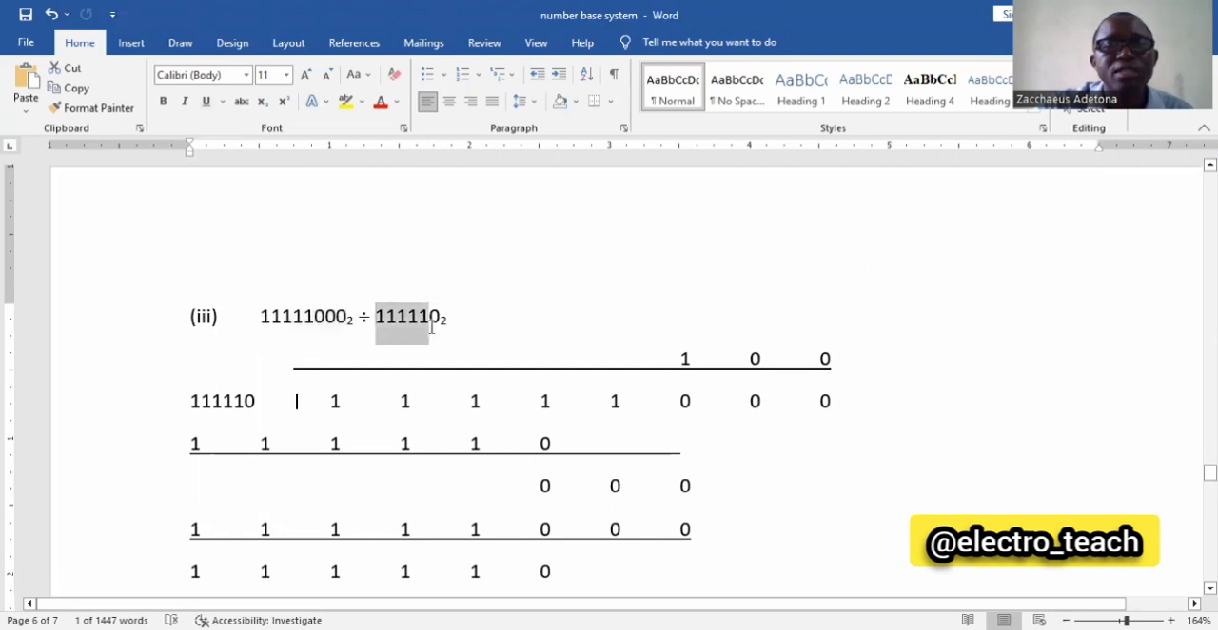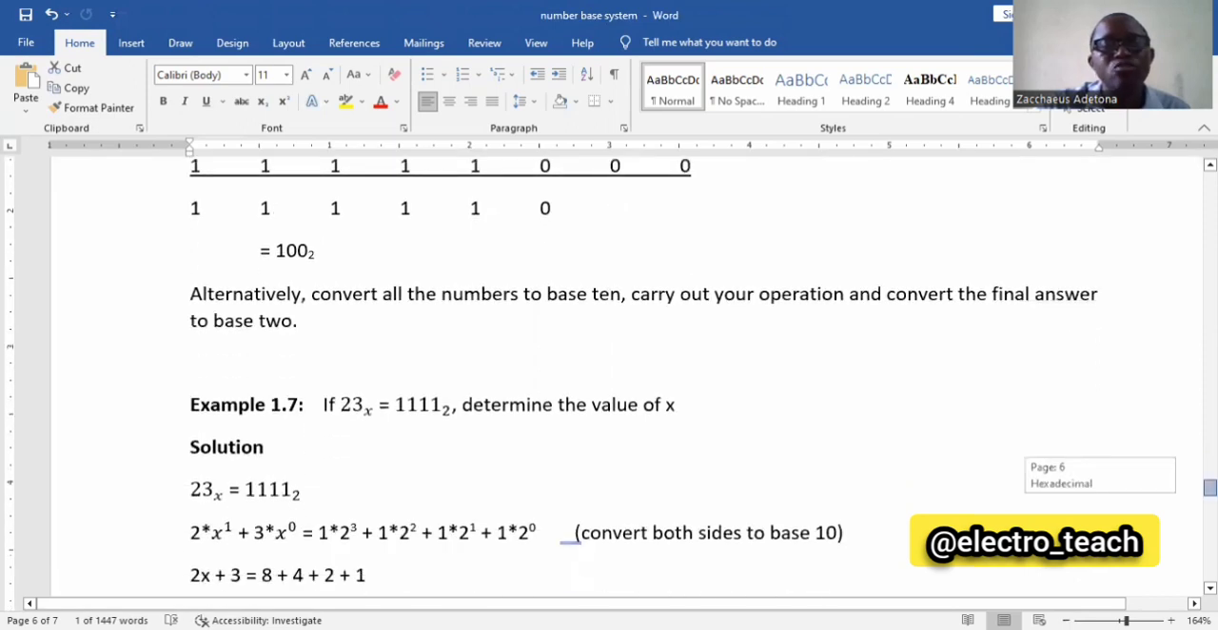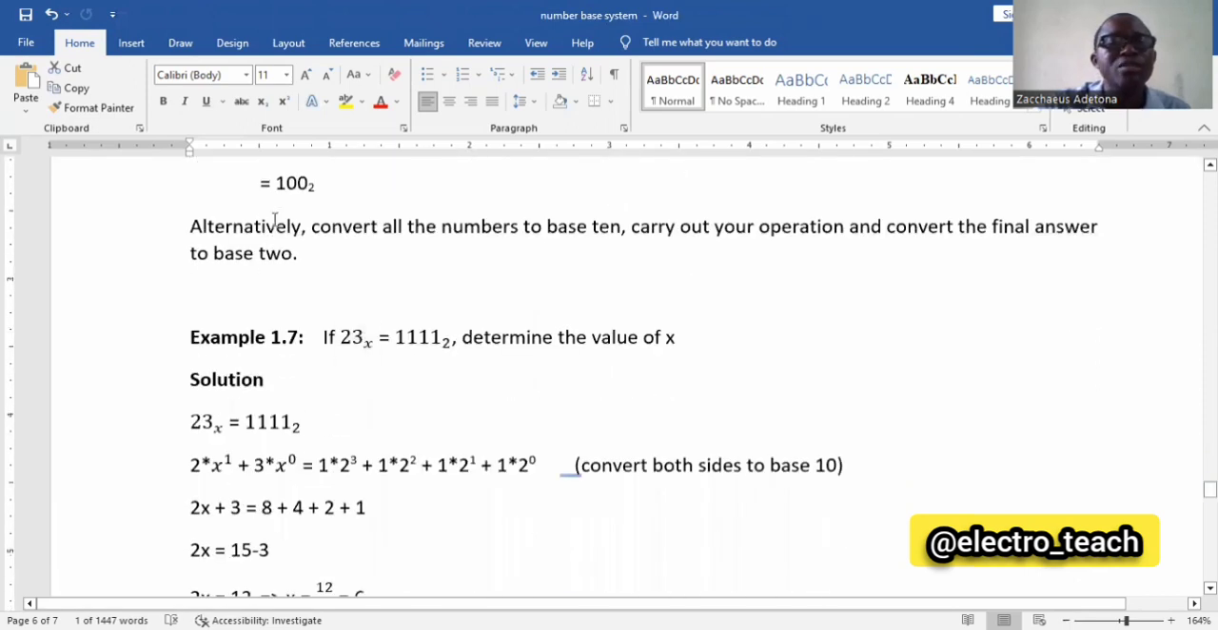Convert the second number to base 10. Then you carry out the division. After carrying out the division, whatever you get, you convert it back to base 2. You will discover that the answer will still be 100 base 2. So you try it out at your own convenience and check the answer. All right, now let's look at the next example.